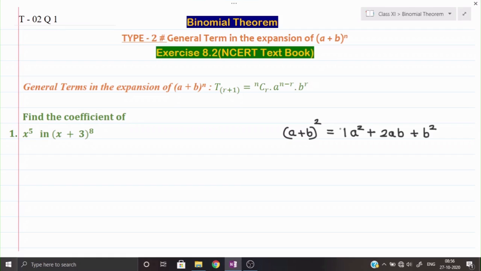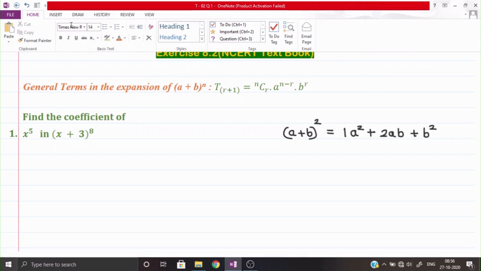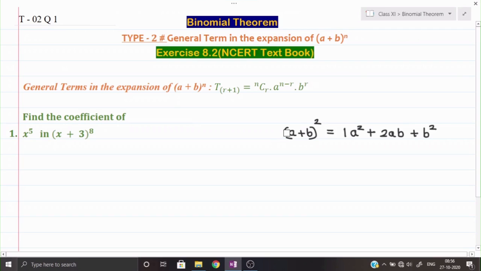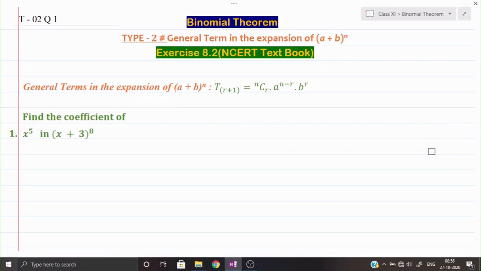In the same way, when you are finding the expansion of (x plus 3) whole power 8, there also one term will come, that is x to the power 5. In that term, what will be their coefficient, that we need to find out. So let us see how we can deal with this question. We will not expand (x plus 3) whole power 8 till the last term and then manually find the coefficient.